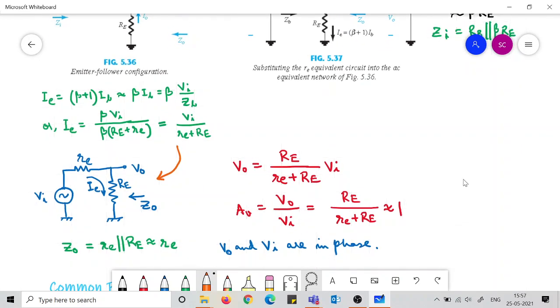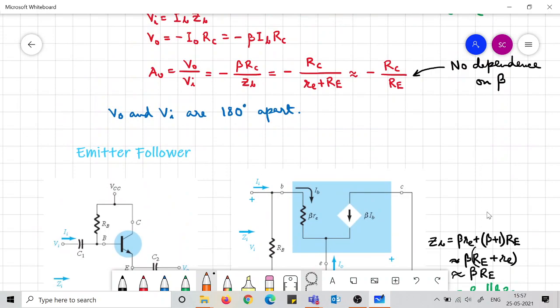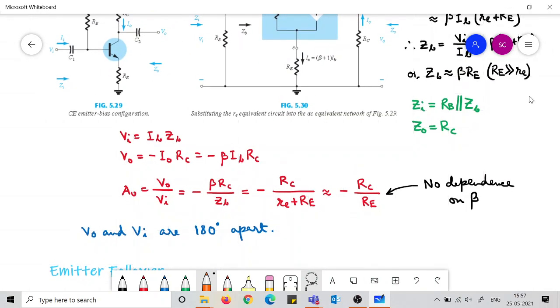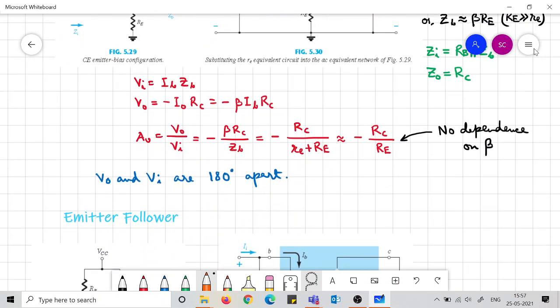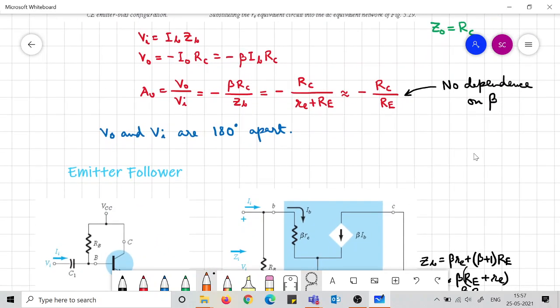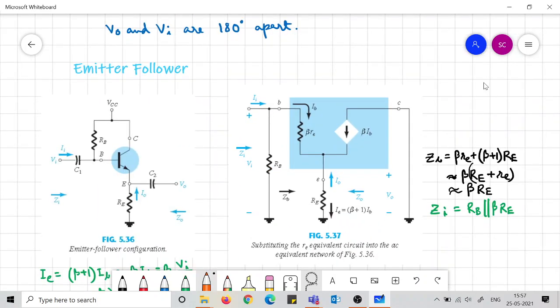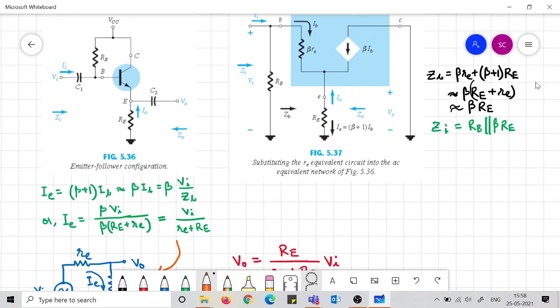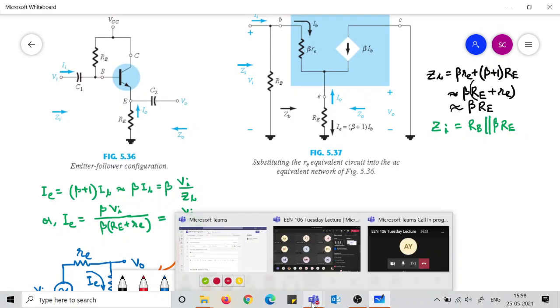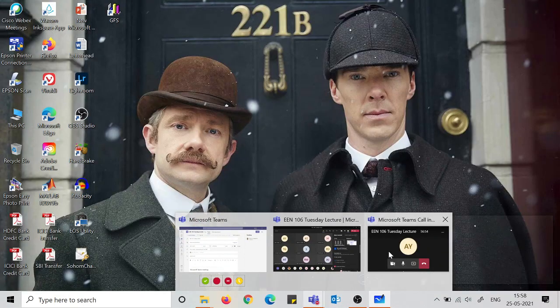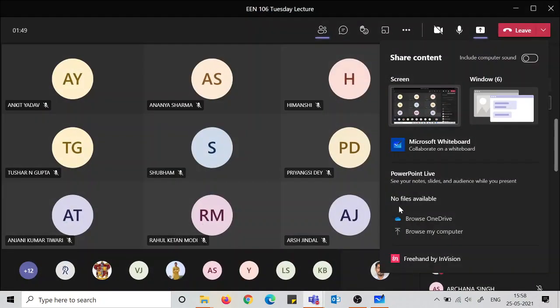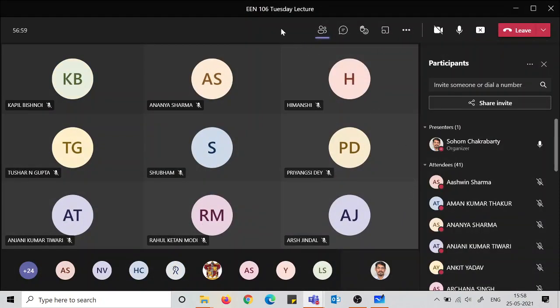So here I would stop for today. We have covered a lot of configurations, starting from fixed bias, then the voltage divider, then unbypassed emitter bias, emitter follower, each having its own peculiarities, each being slightly different from the other. I have tried to point out those differences as much as possible, but you have to figure them out yourself as well.